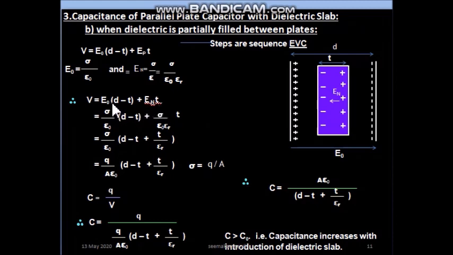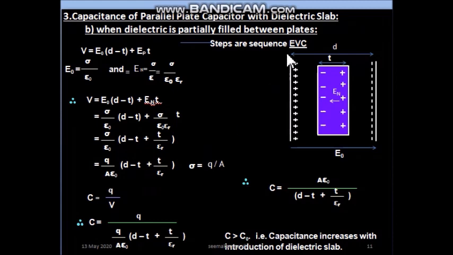Now we have to substitute the values of E0 and En here. E0 value is sigma upon epsilon 0. En is sigma upon epsilon 0 epsilon r. Let us take common sigma upon epsilon 0, so the remaining terms are in the bracket. Then every time this sigma value we have to replace by Q by A. So Q by A is substituted in place of sigma.